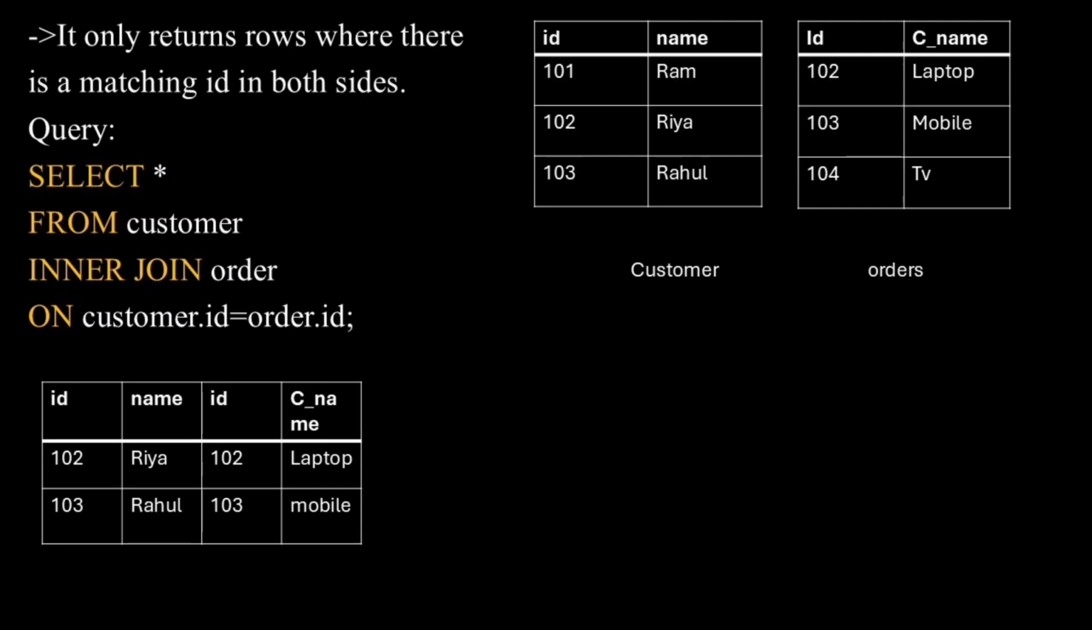For example, the query returns the rows where there is a matching ID in both tables. Select star from customer inner join order on customer.id equals order.id. So in this query, we select all the columns from both tables, that is the customer table and the order table, and we perform inner join on the ID column, which is the common column in both tables. The result will include only the rows where the ID is common between both tables.